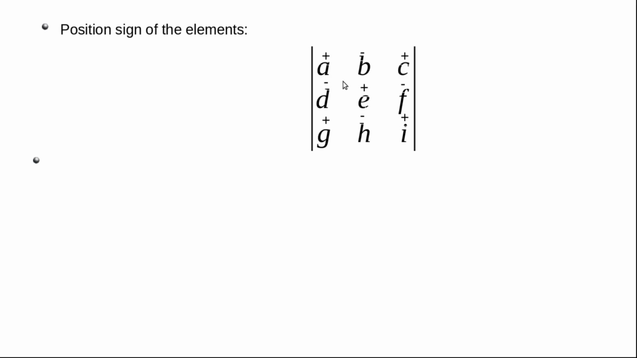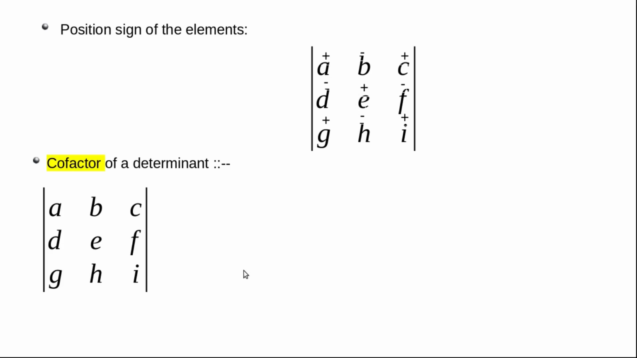Just remember that the leading element A has the sign plus. Now we will see what is the cofactor of a determinant. We will need these position signs to find the cofactor of any element of this determinant. Suppose we have to find the cofactor of the element A.